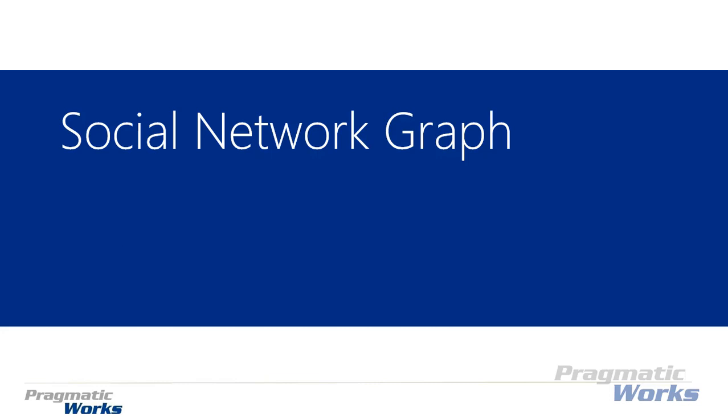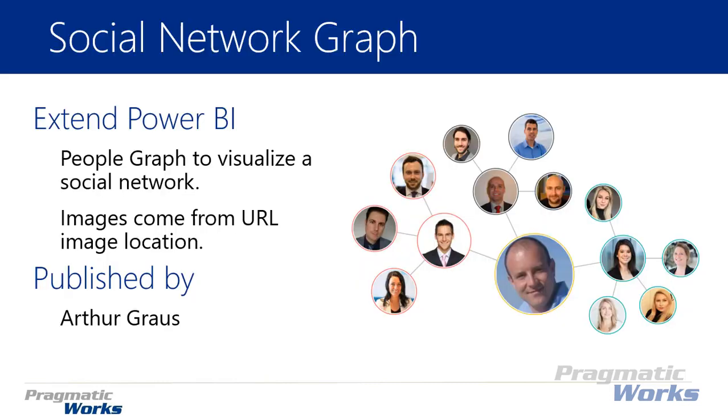Hi, welcome back to the Power BI Custom Visuals course. In this module we're going to be looking at the social network graph. This visual is quite nice for showing a people graph, a graph of different people that you're associated with or that you want to display some kind of association or relationship with. It allows you to look at something like your LinkedIn network or your Facebook network and see how people have relationships to each other.